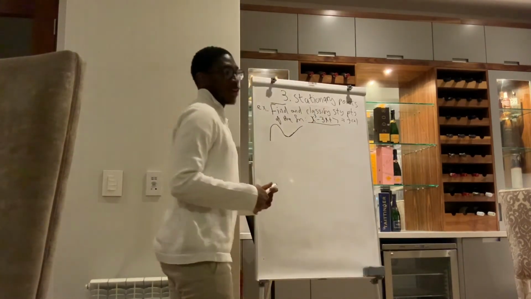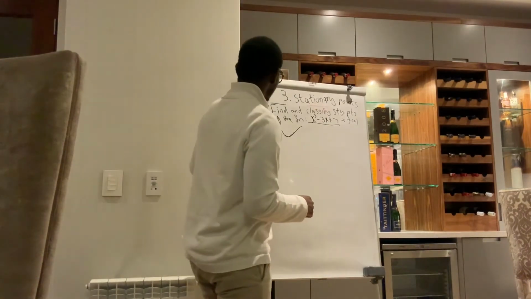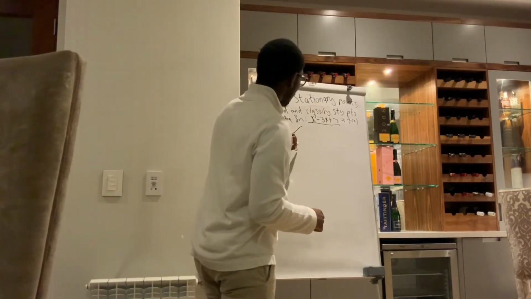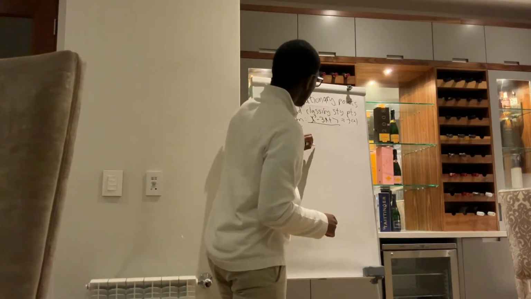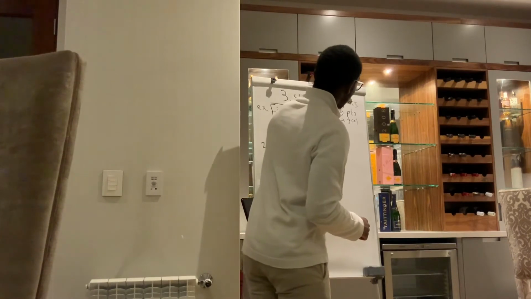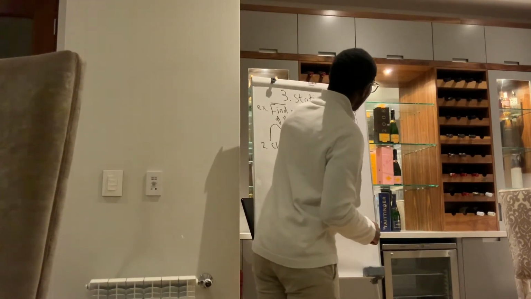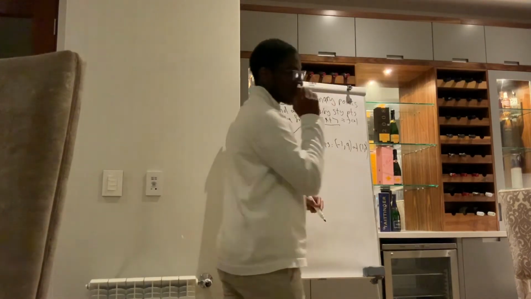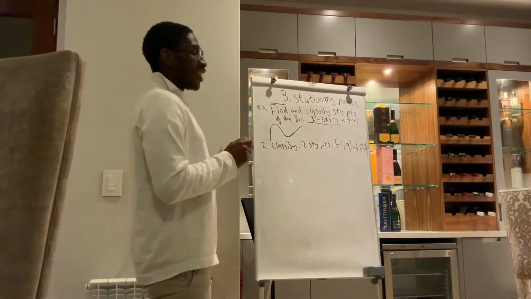So, we've got to classify. So there's 2 stationary points, negative 1, 5, and 1, 5. You guys can see that, okay? Now we need to classify them.